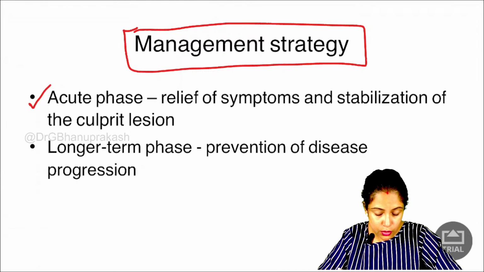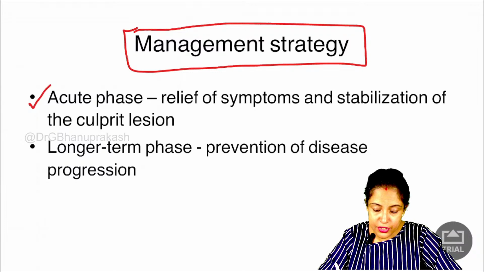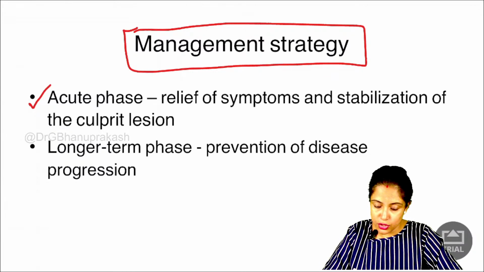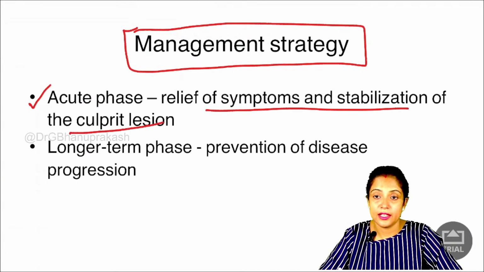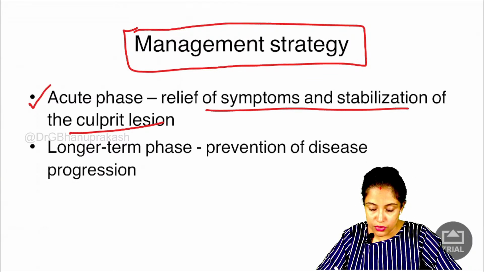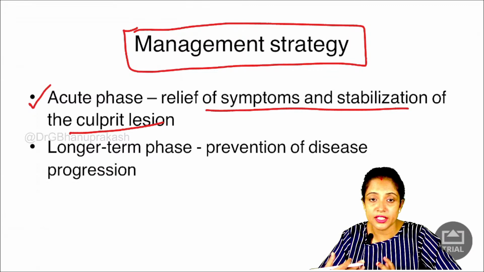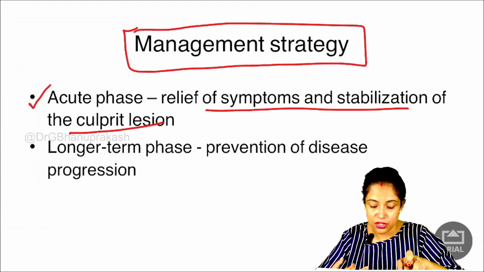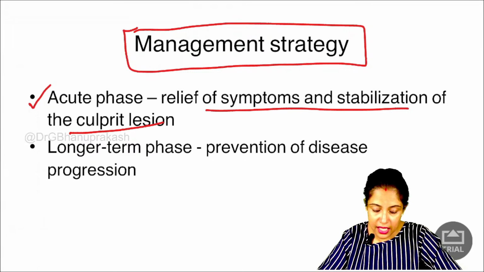So, in the acute phase, what we are going to do is try to relieve the patient of symptoms and stabilize the culprit lesion. That is important. In the acute phase, the patient will come with chest pain, nausea, diaphoresis, anxiety. For those symptoms, we will give symptomatic treatment, and we will try to stabilize the culprit lesion, or the plaque.